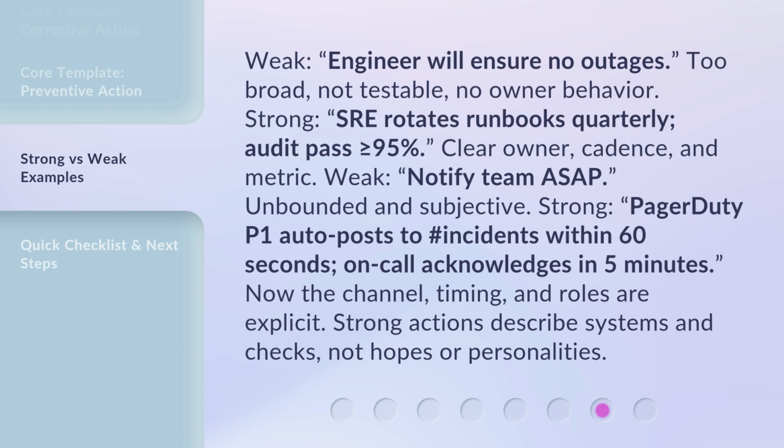Weak: "Notify team ASAP." Unbounded and subjective. Strong: "PagerDuty P1 auto-posts to #incidents within 60 seconds. On-call acknowledges in 5 minutes." Now the channel, timing, and roles are explicit. Strong actions describe systems and checks, not hopes or personalities.